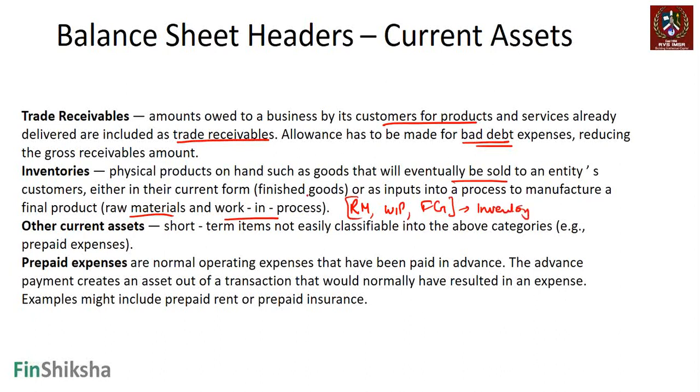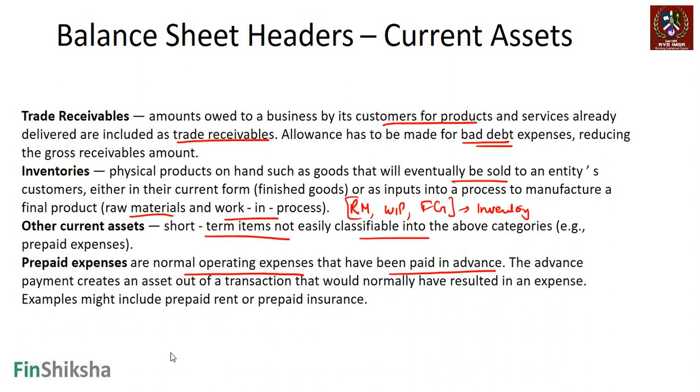And then you look at other current assets: short-term items not easily classifiable into other categories, something like prepaid expenses. Prepaid expenses are normal operating expenses that would have been paid in advance, right? The advance payment creates an asset out of a transaction that would normally have resulted in an expense. So examples include prepaid rent, prepaid insurance, a small security deposit, payments to your customer in advance, payments to your supplier in advance. All these are examples of prepaid expenses.